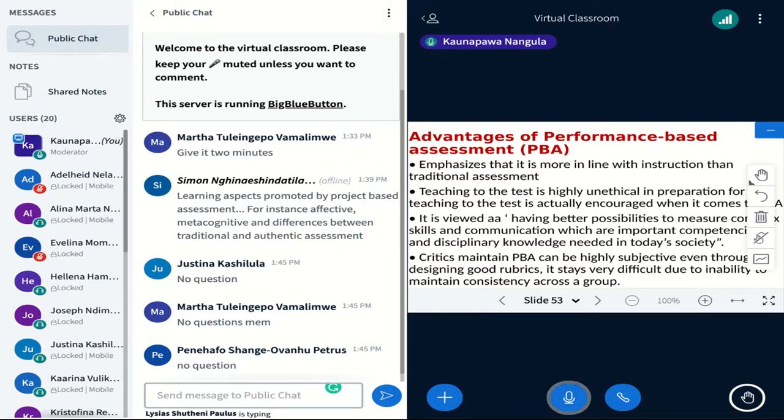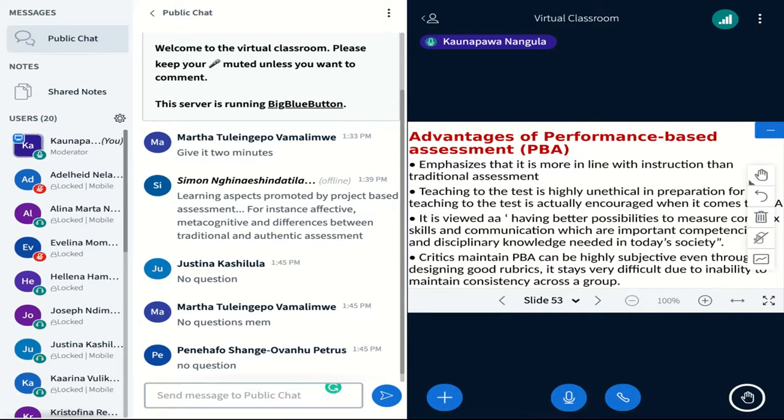Okay, let's continue. We are going now to look at some of the advantages of performance-based assessment. All right. So when it comes to performance-based assessment, the advocates mention that the assessment emphasizes more what is in line with the instruction than the traditional assessment.